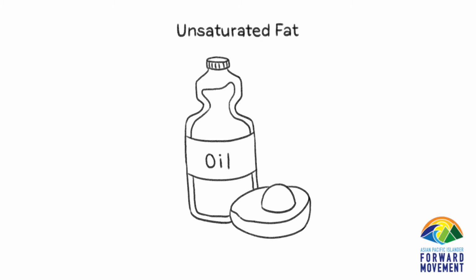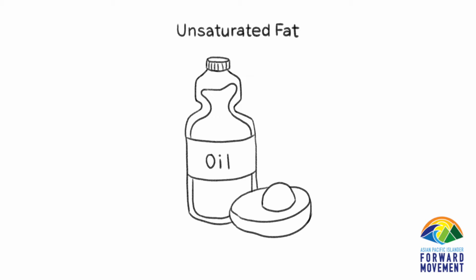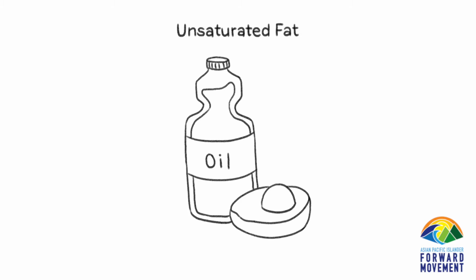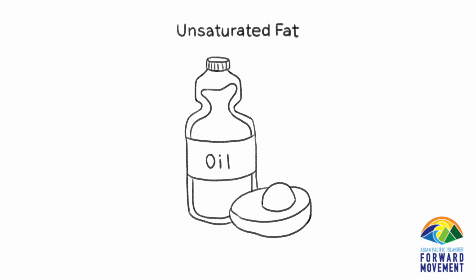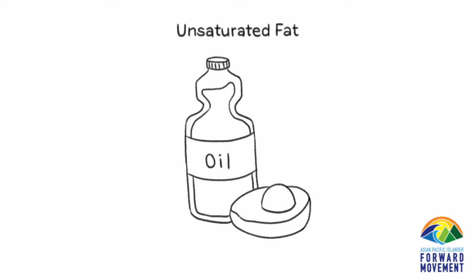Unsaturated fats are usually liquid at room temperature, like vegetable oil. They can also be found in avocados and nuts. Unsaturated fats are associated with a decreased risk of cardiovascular disease.